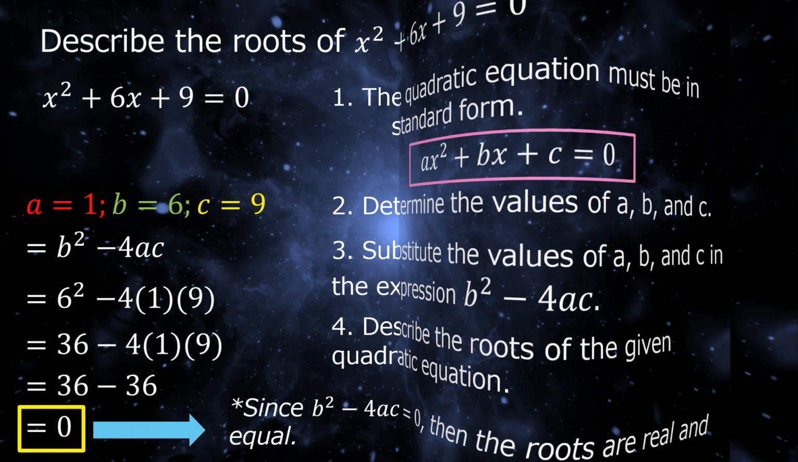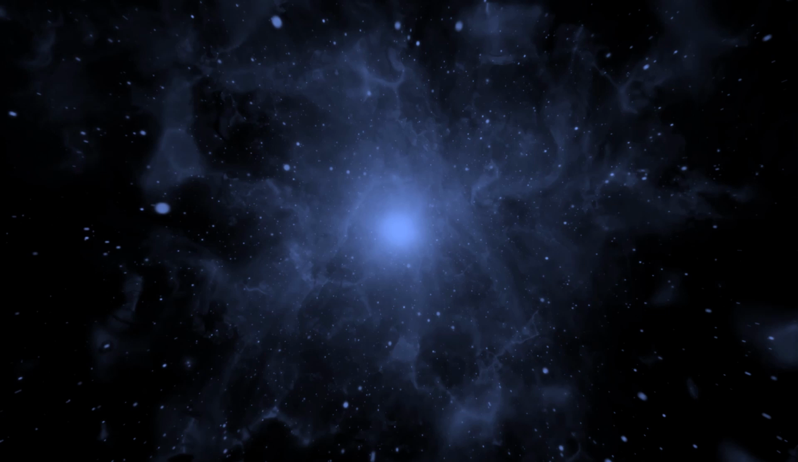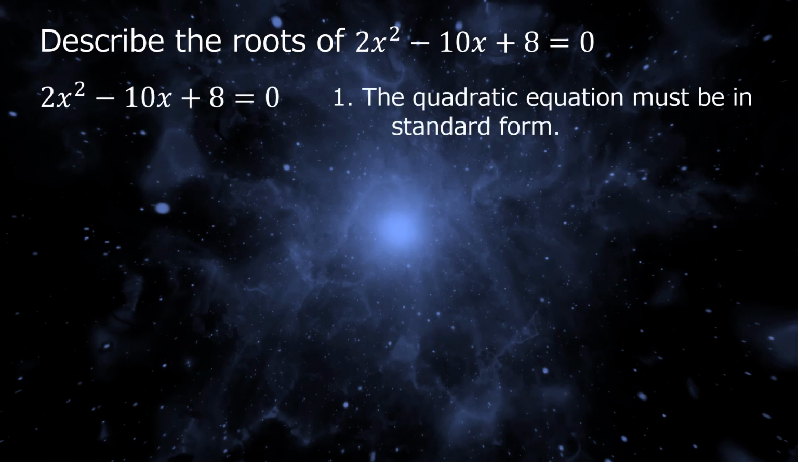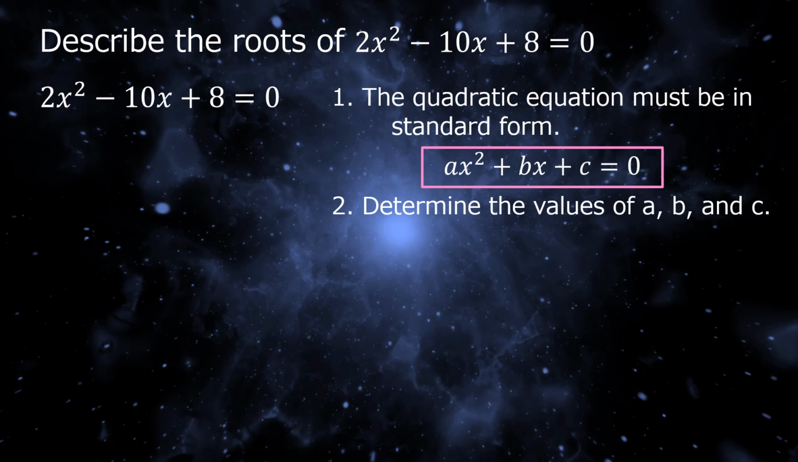Another example. Describe the roots of 2x squared minus 10x plus 8 is equal to 0. Again, i-bring down natin yung ating given quadratic equation. First step, the quadratic equation must be in standard form. Naka-standard form na ang ating given, so proceed na tayo sa second step. Determine the values of a, b, and c.